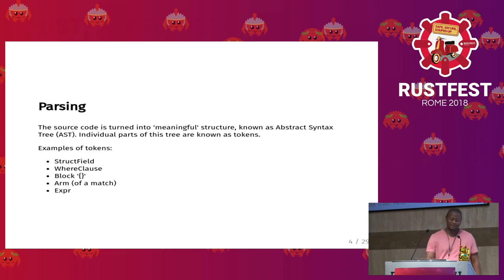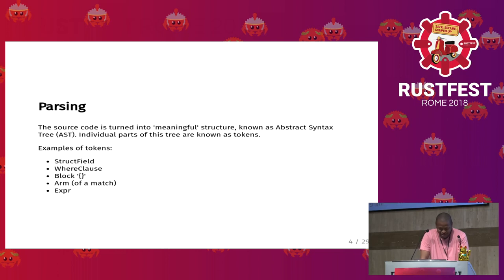So the first step is parsing. With parsing, the source code is turned into something with a meaningful structure. It takes raw text and turns it into something meaningful, which is called the AST. For example, it creates a bunch of parts called tokens. These are just a few examples: struct field, while loop, block, or whatever. There are dozens of them. What's written there are actually type names in the compiler, which are internal details. They can change any time, and nobody should rely on this kind of code. But these are the kinds of things I came across as I was looking at this.